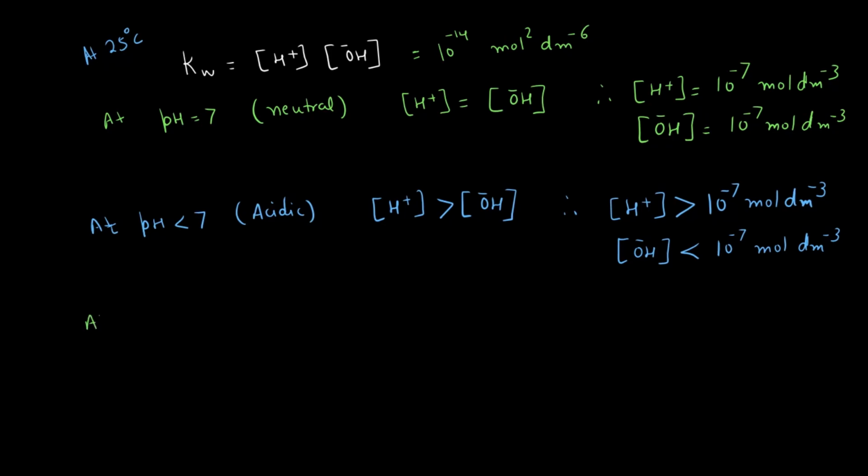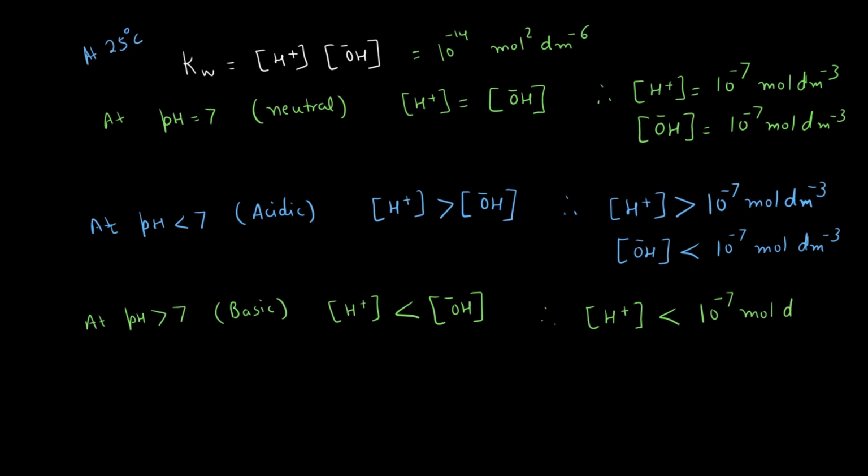Now what will happen at pH greater than 7? pH greater than 7 means we have a basic solution, and in that case our H+ ion concentration will be less than OH- ion concentration. So we have more OH- ions in the solution when the solution is basic, so it means that our H+ ion concentration will be less than 10 to the power minus 7 mol dm^-3, and our OH- ion concentration will be greater than 10 to the power minus 7 mol dm^-3.